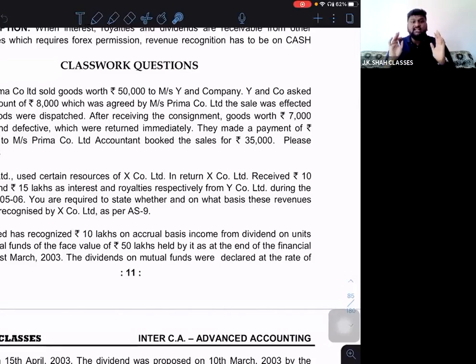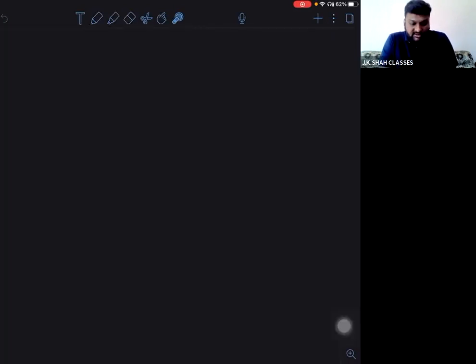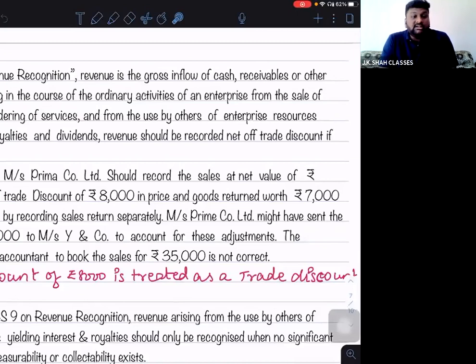Because what is the definition of revenue? The definition is gross inflow of cash or receivables that you earn in the ordinary course of business, and it is always subject to deduction of trade discounts. But sales returns and all cannot be directly adjusted in your revenue. It has to be recorded separately. So let's see what solution is being provided to us. Now, sir, the first paragraph.